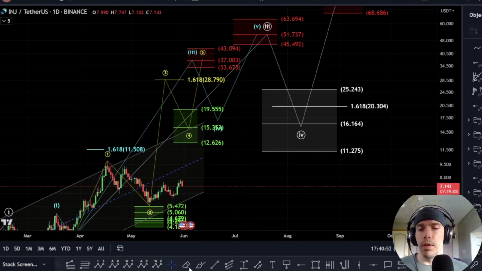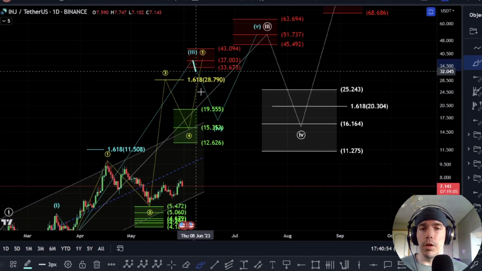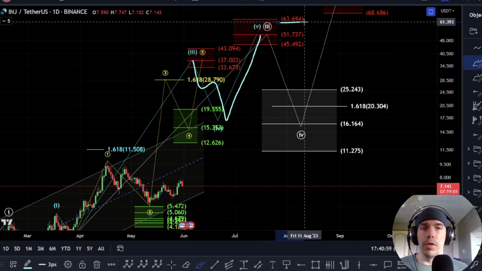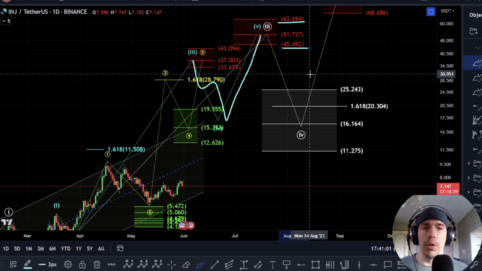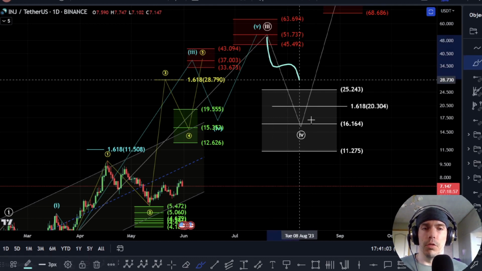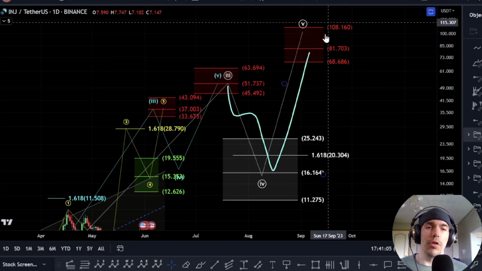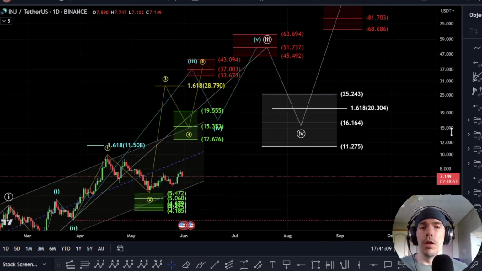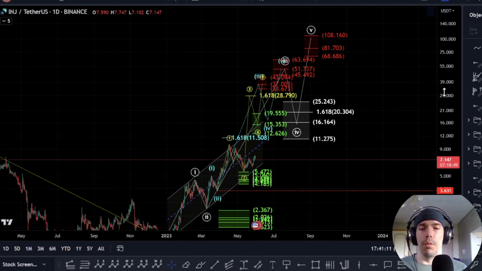If we do then find this as an additional 5th wave target here, we'd be looking for an additional 4th and a 5th, looking for the 63.69 to the 45.49, then an additional 4th and a 5th, which could actually look to push us as high as this 108 to the $68 level. Now, this would be looking at a much bigger impulse here.